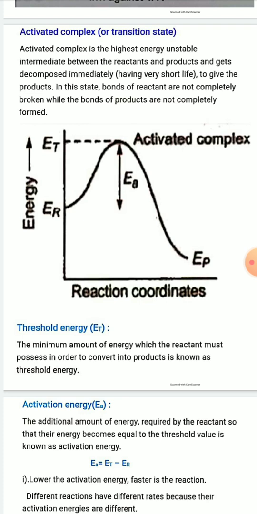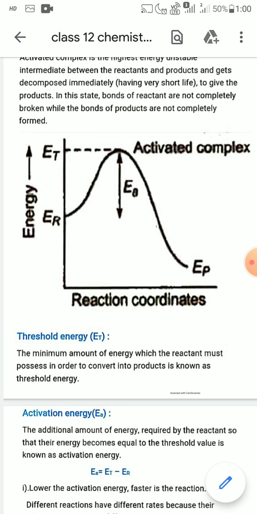First see the graph. To convert reactant to product, the reactant first converts into the activated complex, then the activated complex breaks down to form product. So first the energy of the reactant must be increased, and it should be equal to the threshold energy of the reaction.